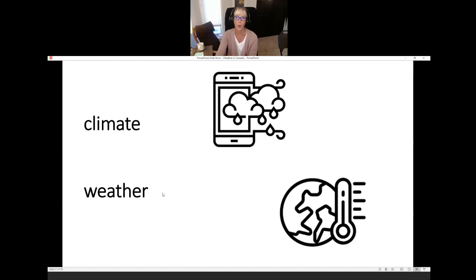Climate, weather. Climate is the weather over many months. Its climate is what the weather usually is like in a country. Weather, we look on our phones every day to see the weather for the day.